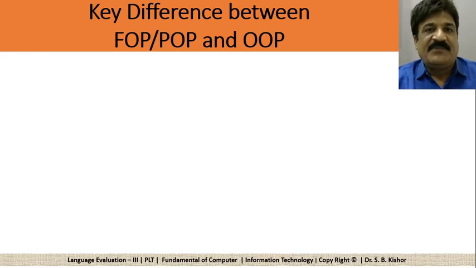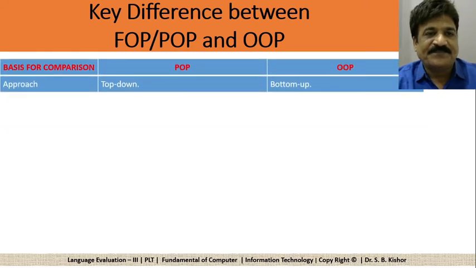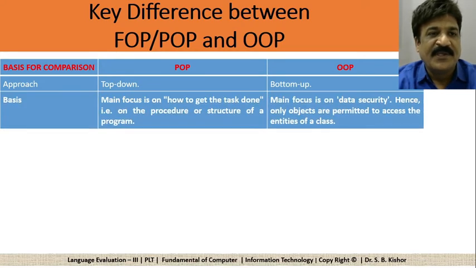Now, what are the differences between function-oriented and object-oriented programming? So, approach. The approach followed by function-oriented programming is top-down, while in object-oriented programming it's bottom-up. The main focus in function-oriented is on how to get the work done, that is, the procedure or structure of the program. Here in object-oriented programming, the main focus is on data security, that is, how we will be able to protect our data from the outside world.